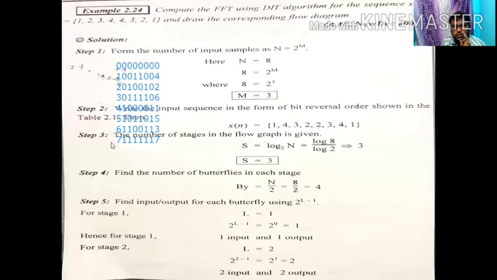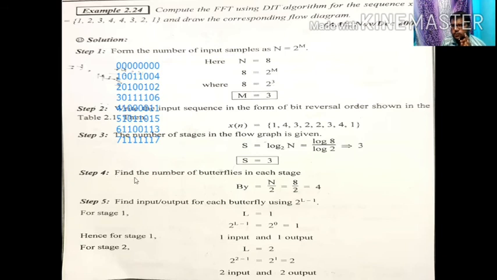So the next step is step 3. Here we find the number of stages required to design the flow graph. Our formula is S equals log of n to base 2. Here n equals 8, so log of 8 to base 2 gives 3. So S equals 3. In this problem, a total of 3 stages are required to design the 8-point DFT.